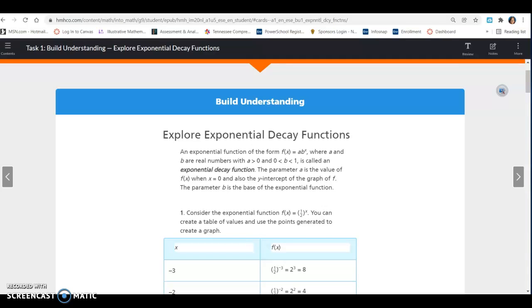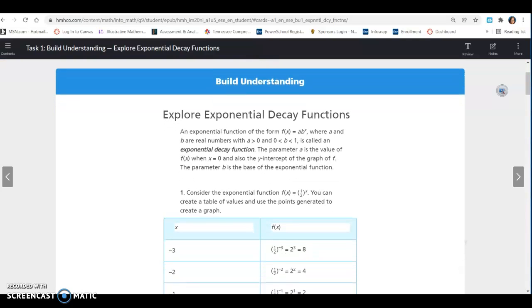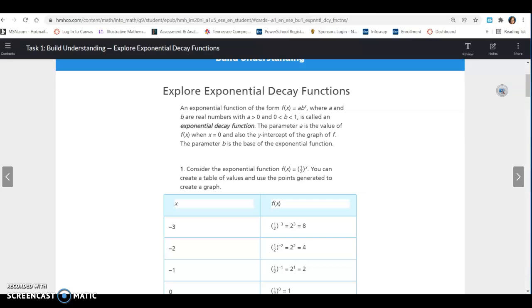Guys, today we're on lesson 11.2 and we're going to start with task 1. Alright, so yesterday we looked at exponential growth and now we're going to look at exponential decay functions.